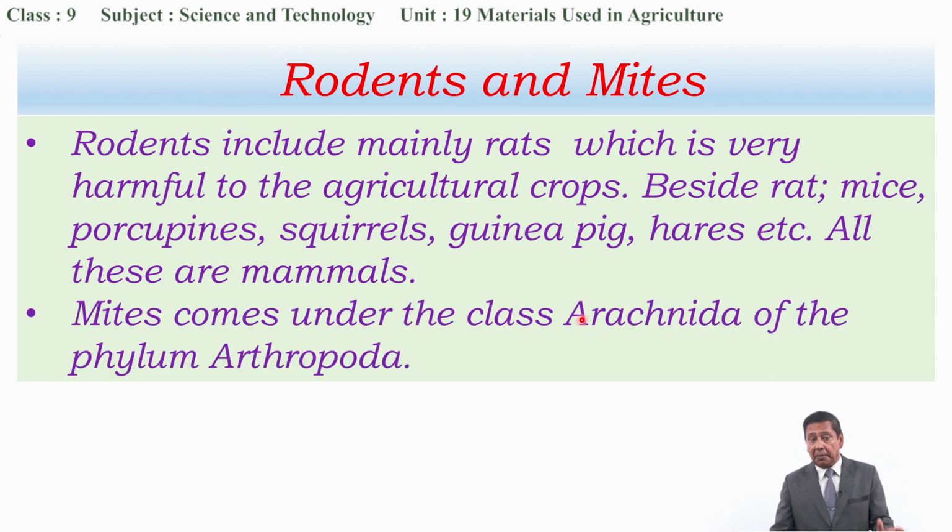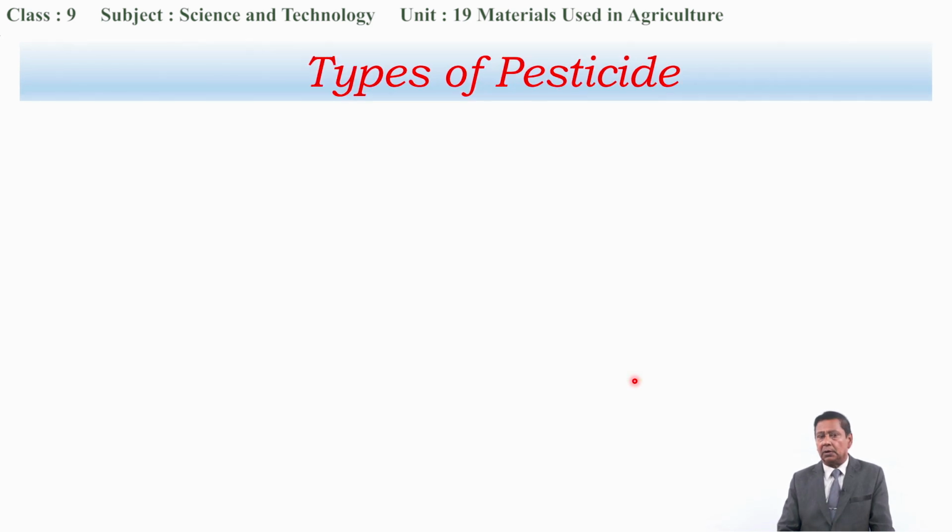Now next is mites. Mites come under the class Arachnida of the phylum Arthropoda. And actually aphid, lice, are also mites. In Nepali we say lie kira. This is also a mite. Okay, now after all these, let's go to types of pesticide.